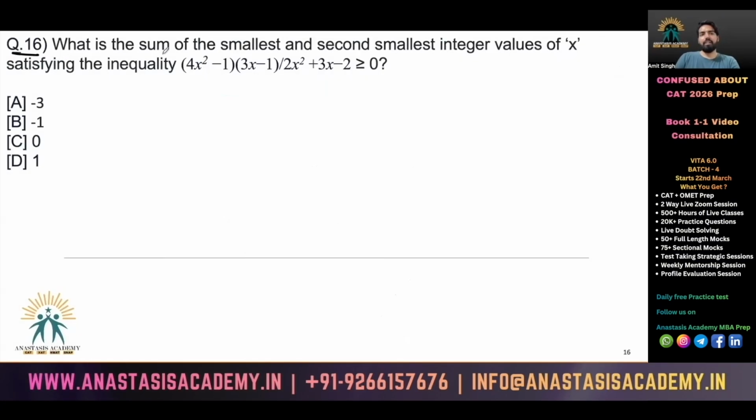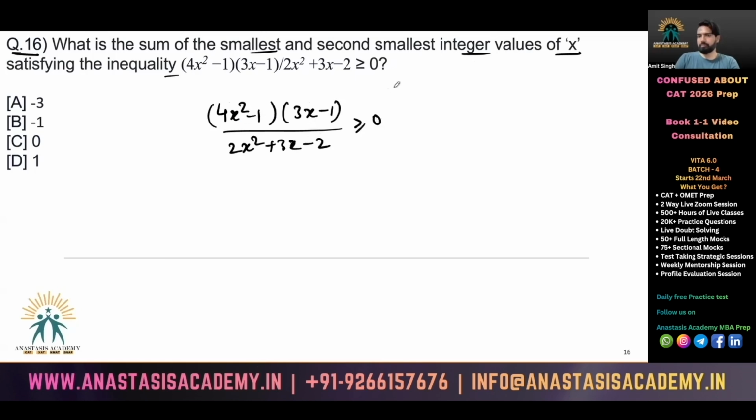Let's solve this question. What is the sum of the smallest and second smallest integer values of x satisfying the inequality? Okay, so we need to find the sum of the smallest and the second smallest integral value satisfying this inequality. And this inequality is (4x² − 1)(3x − 1) upon (2x² + 3x − 2) greater than or equal to 0.